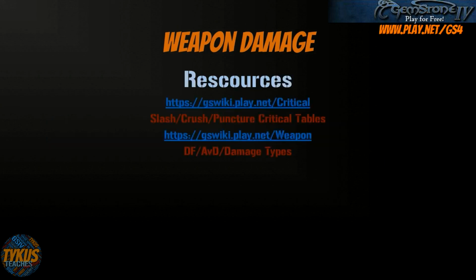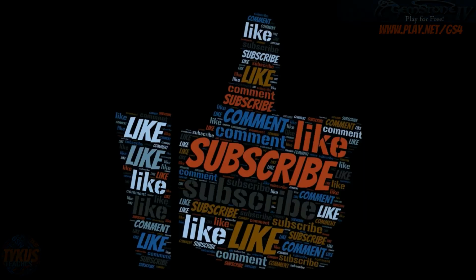Lastly, a couple of resources. The wiki is amazing. These are where you can find your critical tables as well as the overall weapon table, so you can figure out what your damage factor, your attack versus defense, and what sort of weapon types do what sort of damage types.